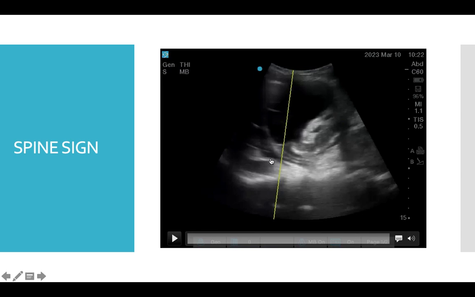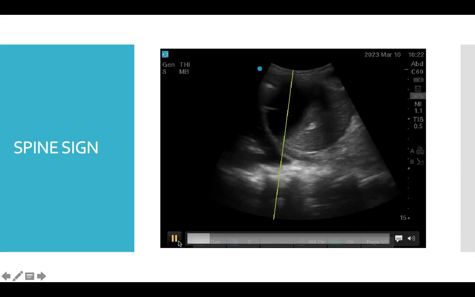Here you can see a positive spine sign. You can see the vertebral shadow beyond the diaphragm towards the lung also. This is the spleen, this is somewhere here the kidney, and there is perisplenic collection. So this is positive EFAST in the left upper quadrant view. If we scan upward, you can see there is a pleural effusion. This is pleural effusion, and you can see the spine shadow beyond the diaphragm. This is the diaphragm, and you can see the shadow of spine beyond the diaphragm also.